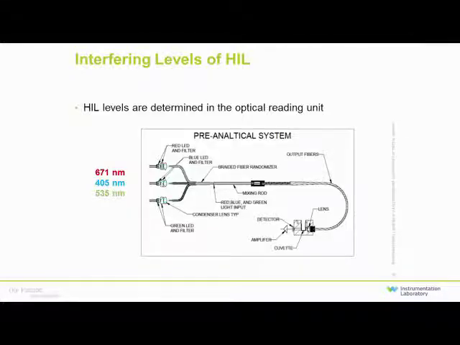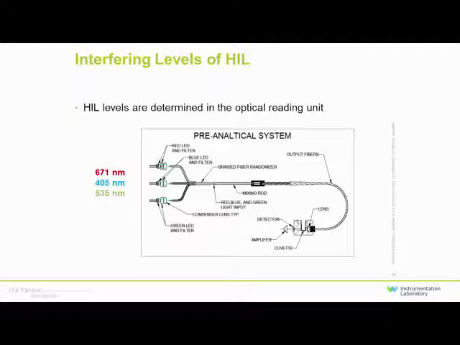Now, how do we do it? So how do we actually measure those three levels? It's actually in our optical reading unit, as a sample and a test is being run. And right here, that's our ORU area. That's where the sample and the reagent are placed, and the start reagent is added, and the optics begin.